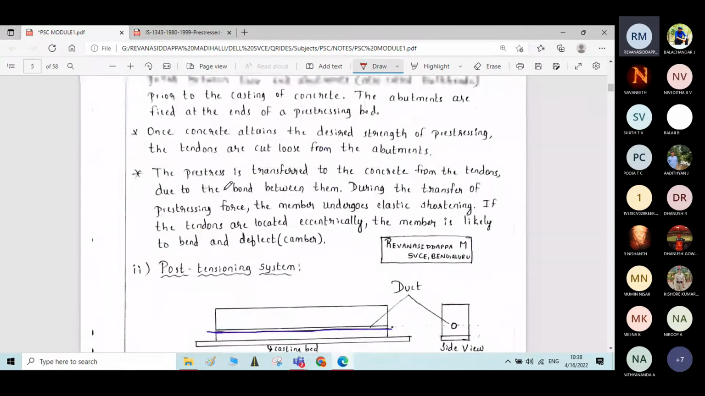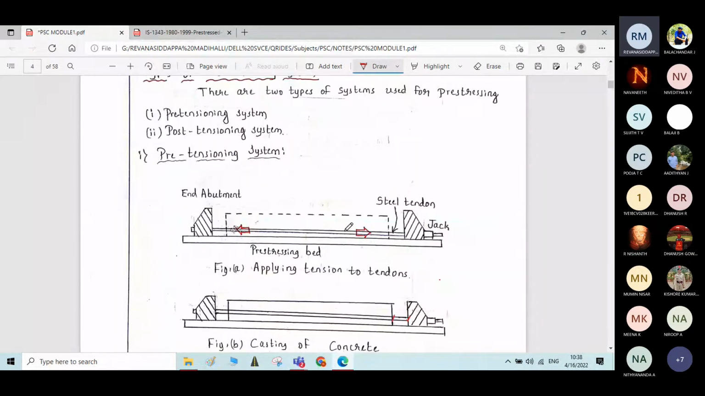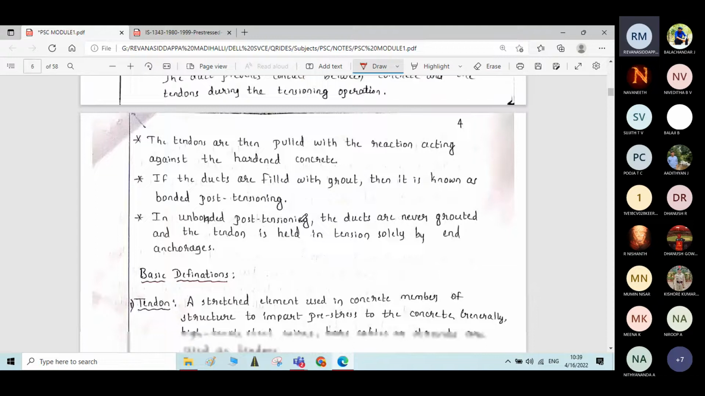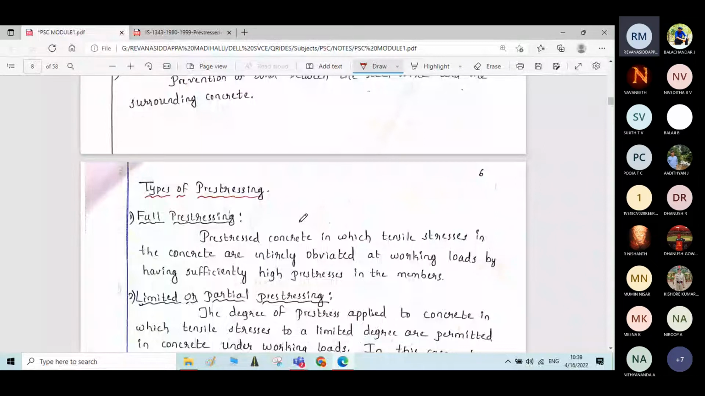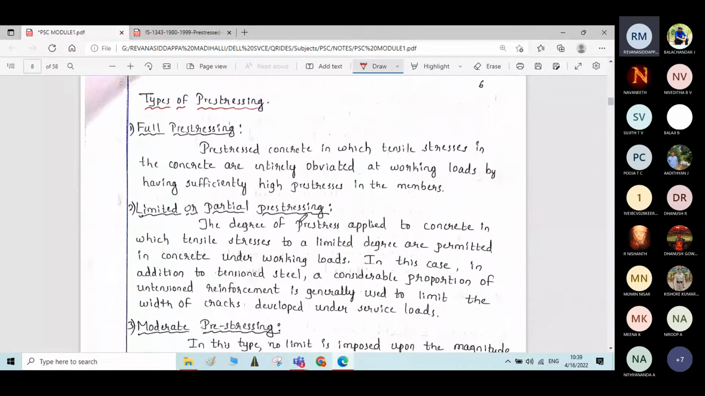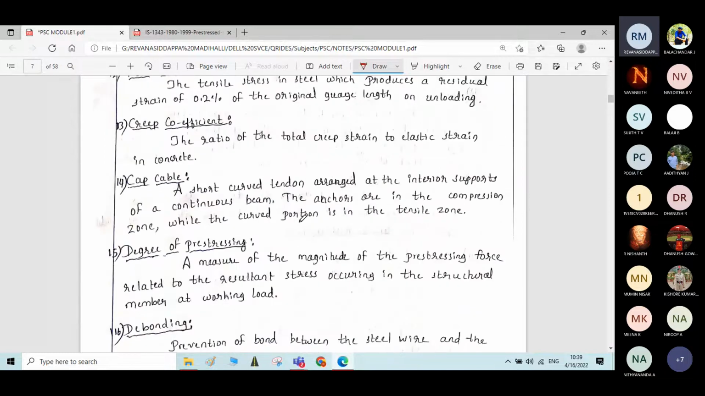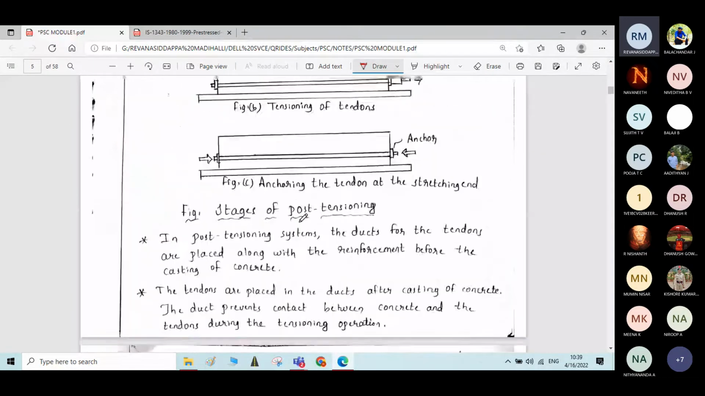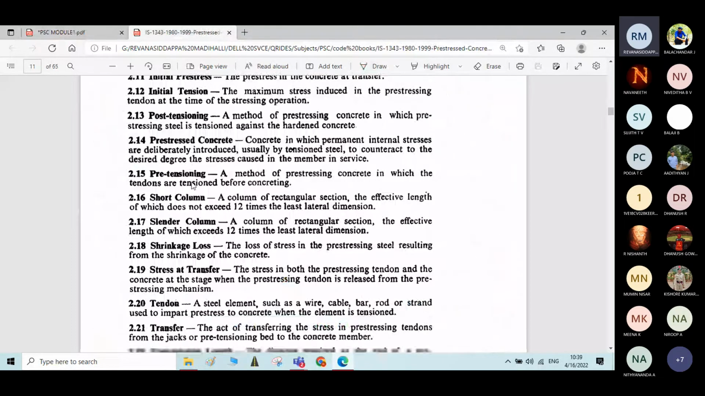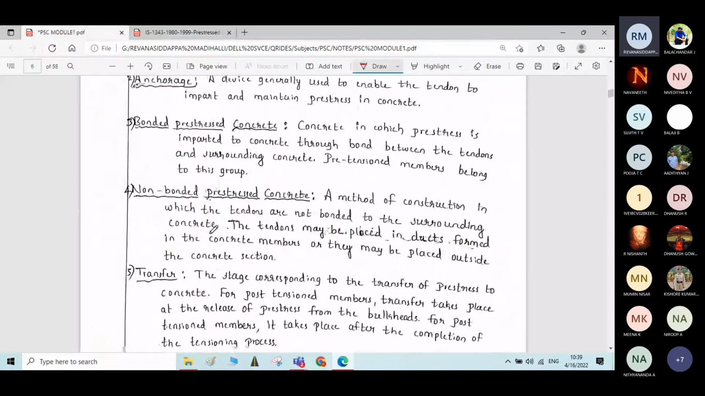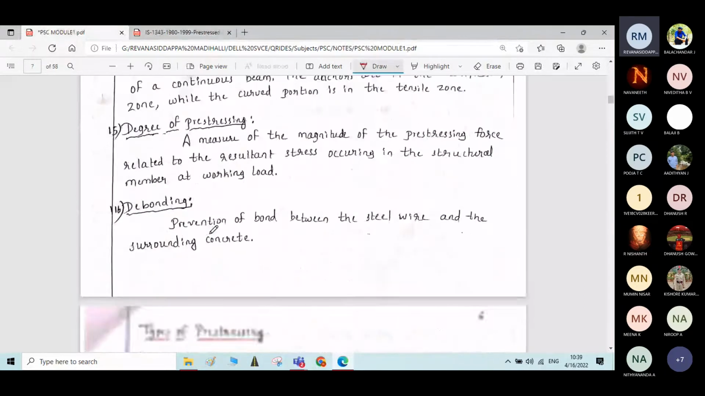After a certain period of time there may be loss of bond between the tendons and the surrounding concrete. That loss of bond is what we call debonding. All these things will be taken care of while designing or casting a prestressed concrete element. So this is about the basic definitions related to prestressed concrete. A few definitions are available in the code book, so just go through the notes so that you can understand in a better way.